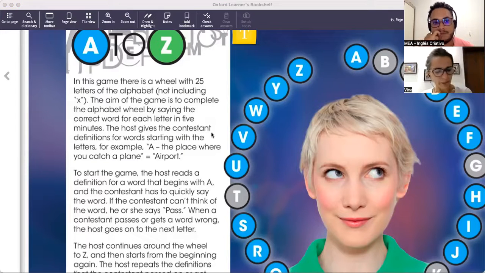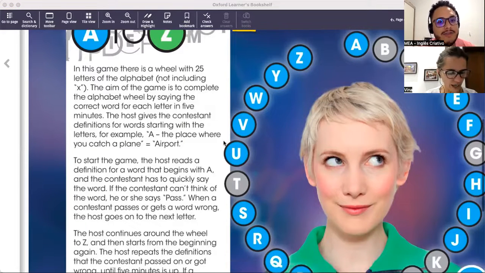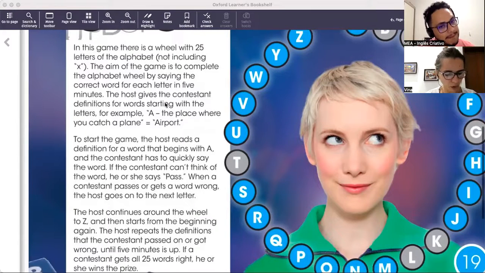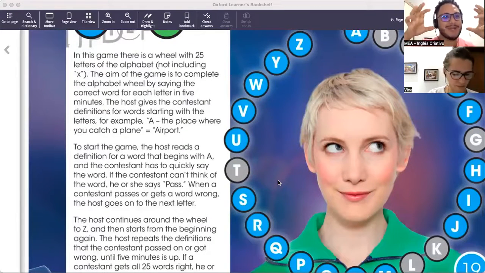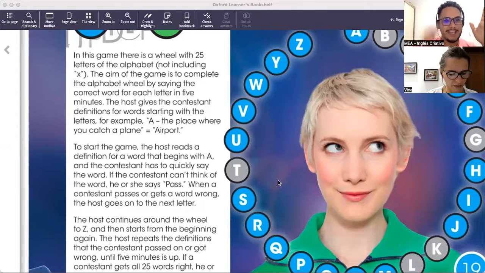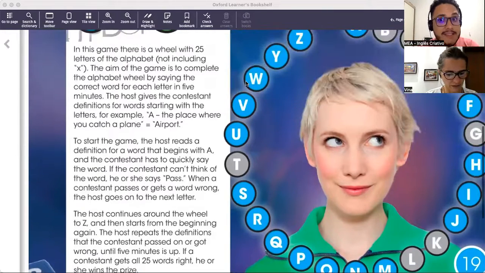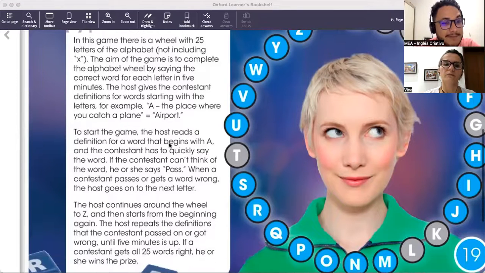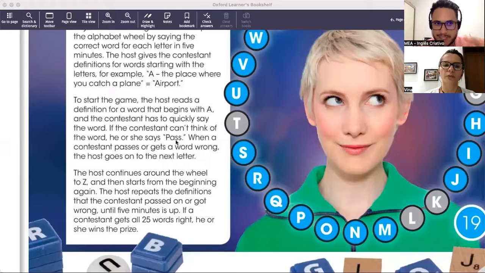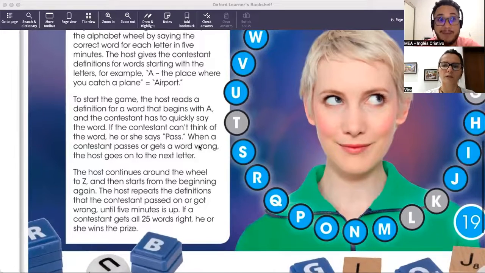A, the place where you catch a plane: airport. Do you understand now the logic of the game? It starts with A, the letter. In fact, the place where you catch a plane is the airport, but we didn't use the word airport. We said the place where you catch a plane. Let's read more because you're going to understand more and you're going to play this game for real.